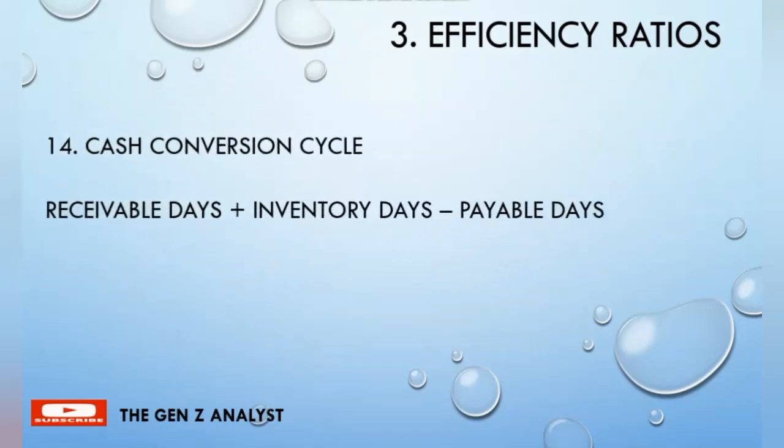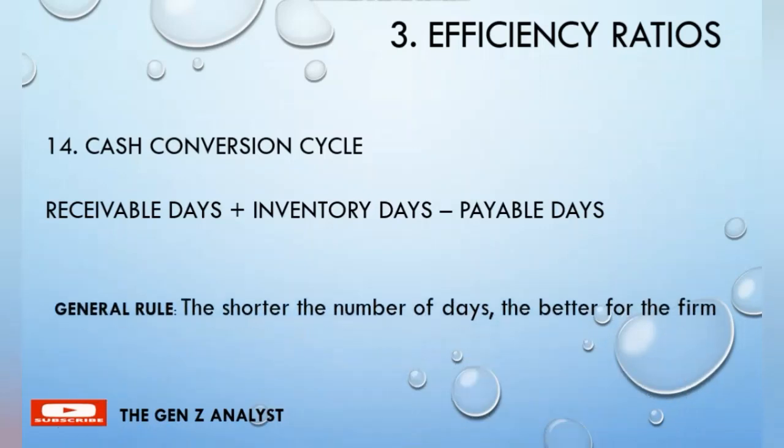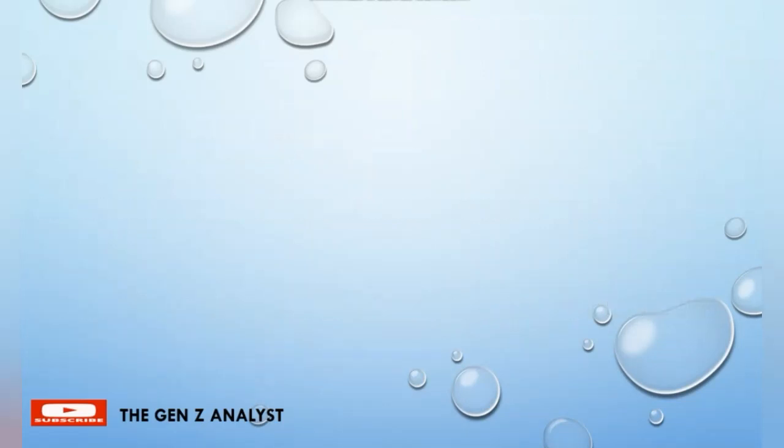All right. The next one is the cash conversion cycle. For the cash conversion cycle, we take our receivable days, add our inventory days, and then subtract the payable days. That is how we find our cash conversion cycle. As a general rule of thumb, the shorter this number of days, the better for the firm. The shorter, the better.